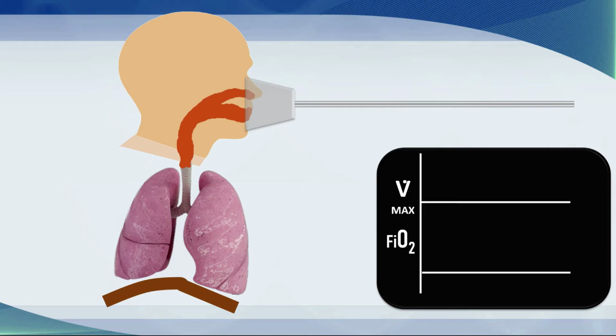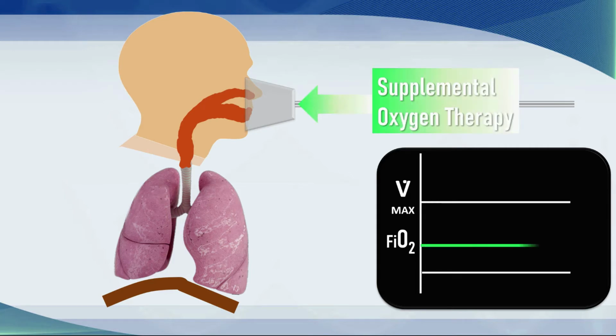Now, let's apply supplemental oxygen through a face mask. Oxygen is delivered via the tubing to the face mask. Note that there is a continuous flow of oxygen into the mask and into the nasopharynx, the concentration of which should be predictable. Note also that there is no inspiratory or expiratory flow.